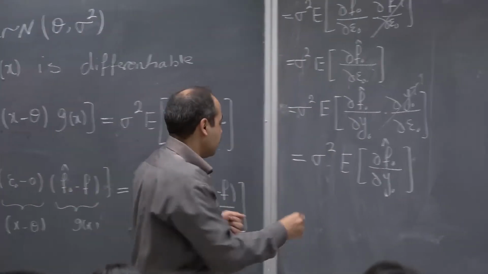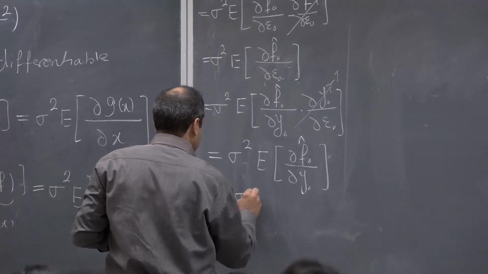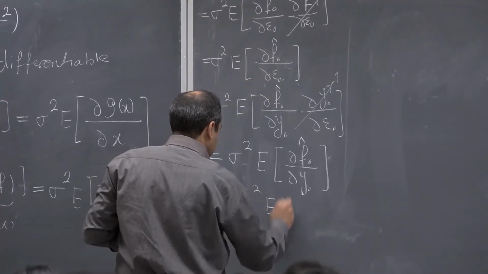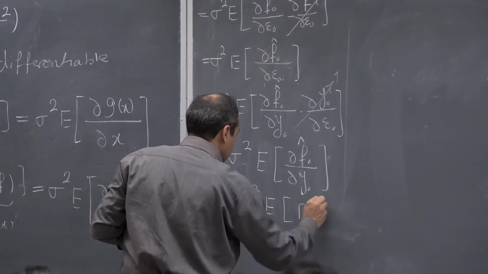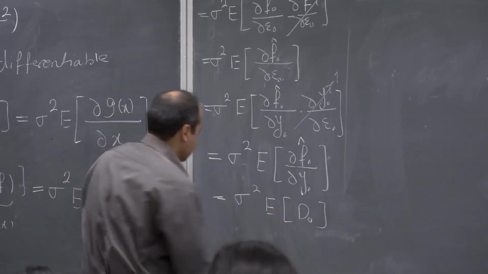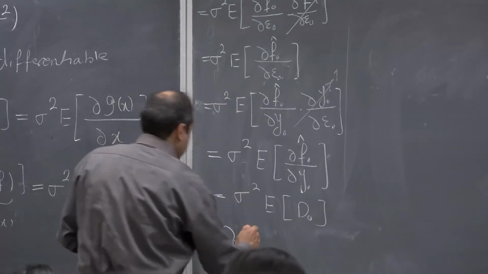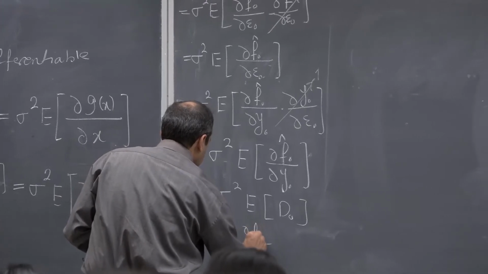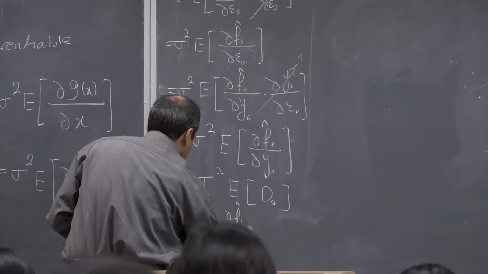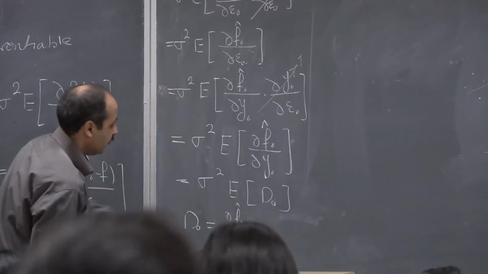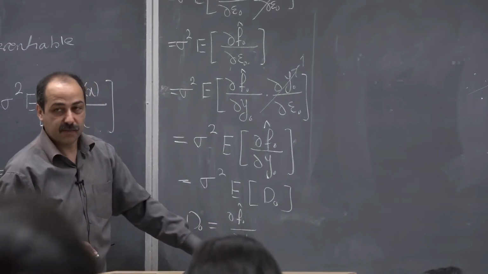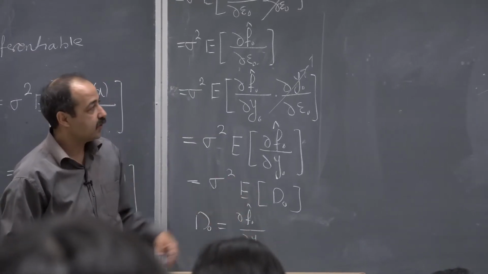Okay, so let's call this D. D is just this derivative: the derivative of the estimation with respect to the observation at a particular point.